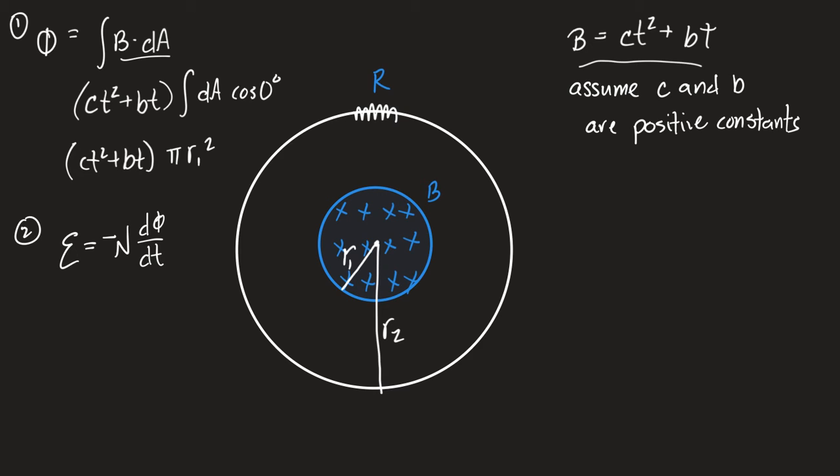All right, so you should be done by now. The pi r1 squared isn't changing with respect to time. There is a single loop. So in conducting the EMF, I will have minus pi r1 squared, and then we'll have the derivative with respect to time of ct squared plus bt. And that should be pretty straightforward.